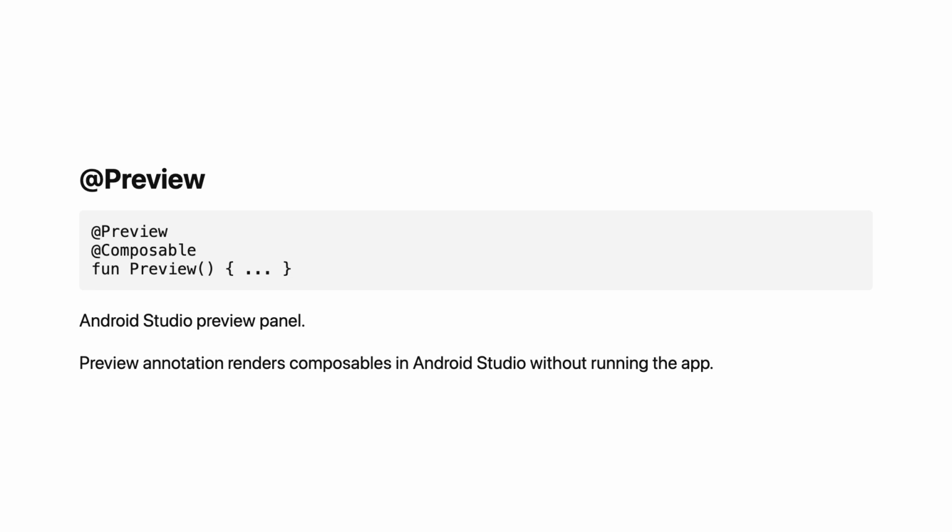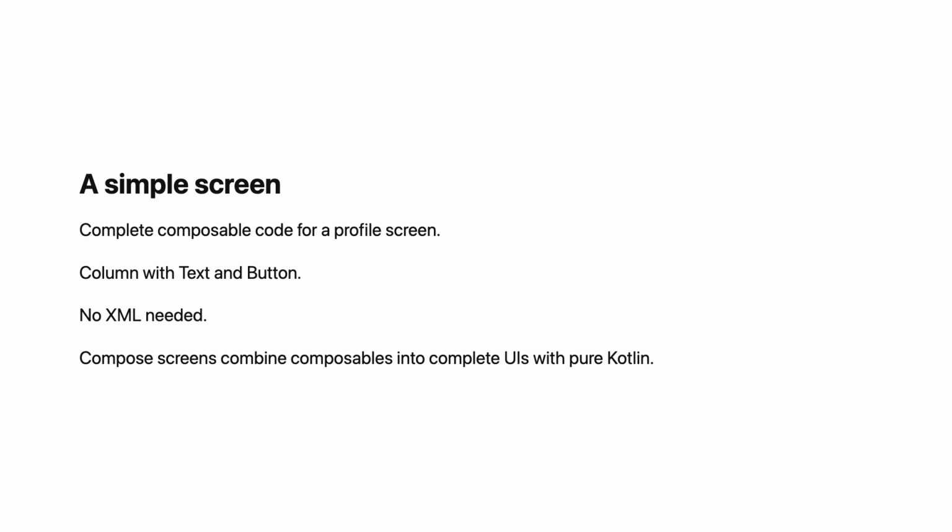A simple Compose screen combines these elements. A composable ProfileScreen, Column with Modifier.fillMaxSize().padding(16.dp), Text(name, fontSize 24), Text(email), Button(onClick) { Text("Edit Profile") }. Column arranges elements vertically. Text shows name and email, button triggers an action, and the entire UI is Kotlin code, no XML, no findViewById, no binding classes.